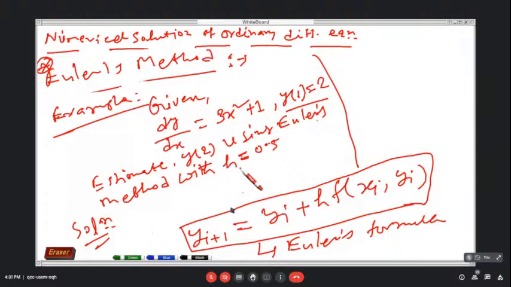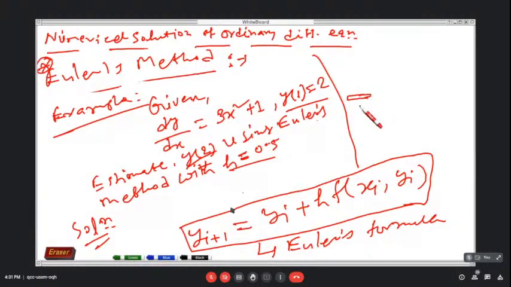So h is given, right? Now you know at x is equal to 1, what is the value of your y. So this is the step size. So using this step, you have to reach y at x is equal to 2, right? So you have to start from 1. So your steps will be like this.